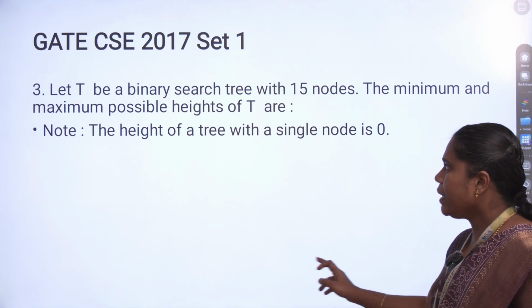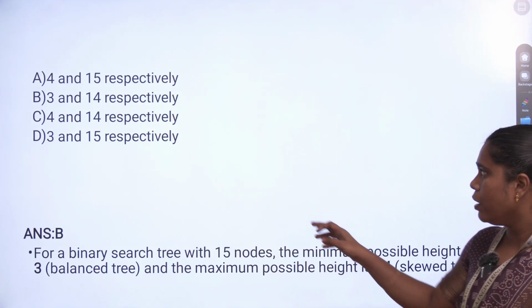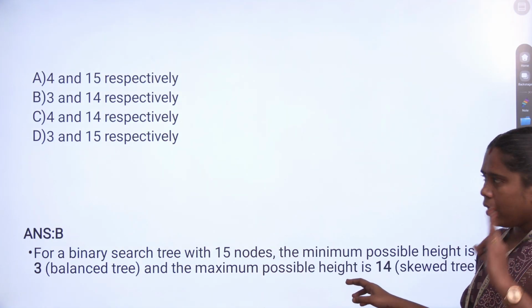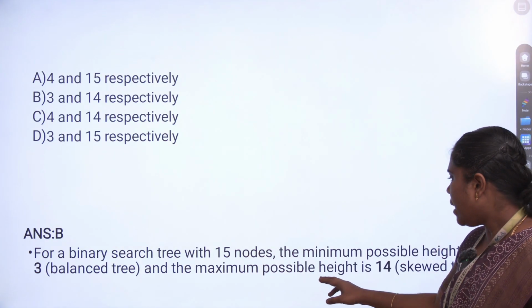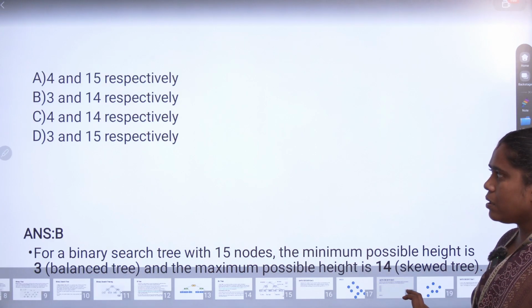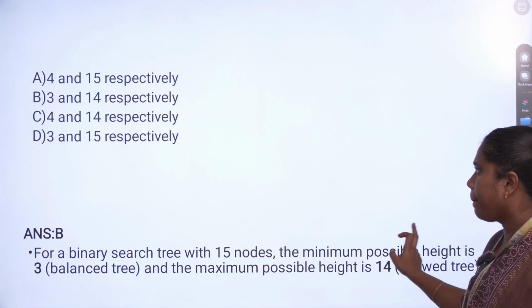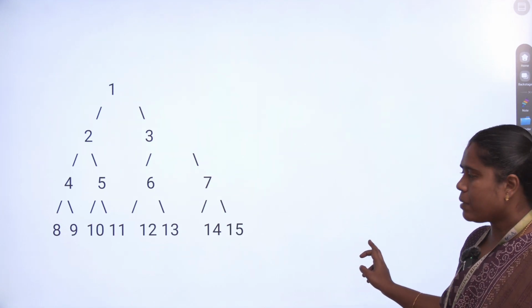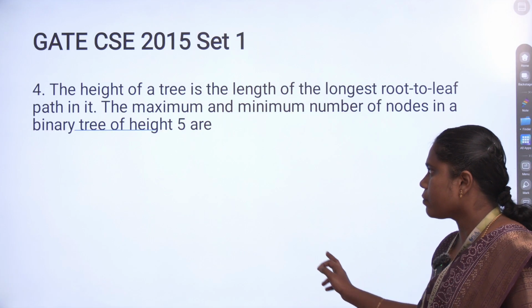So now tell me the option which could be the correct one. The option B: the minimum height of the tree is 3 if it is a balanced tree, and the maximum height would be 14 if it is formed as a skew tree. So this is the possible answer for this question. So this is the complete tree, and I have also explained it to you through the skewed tree.